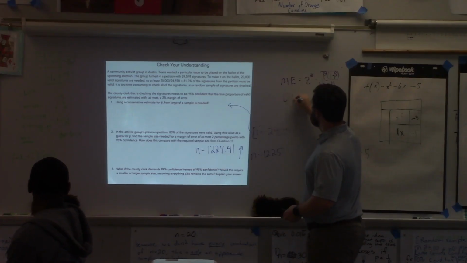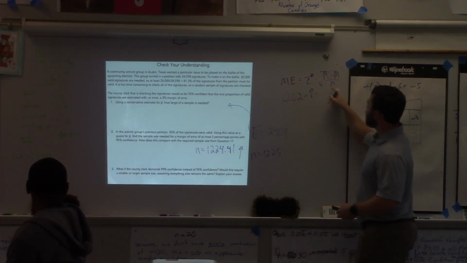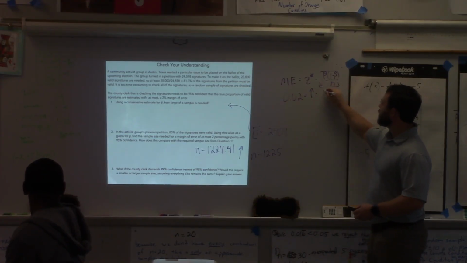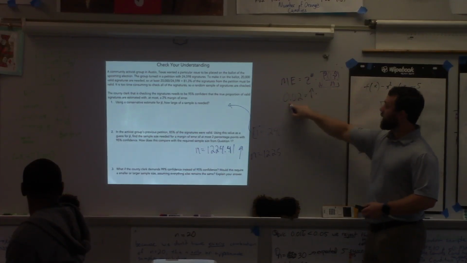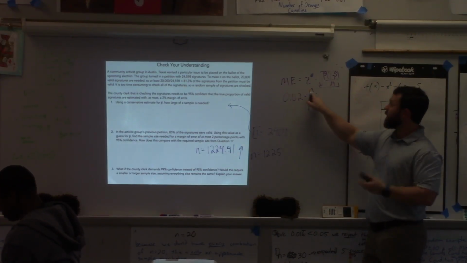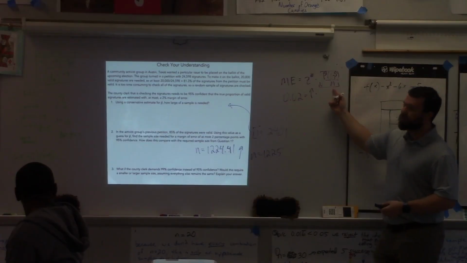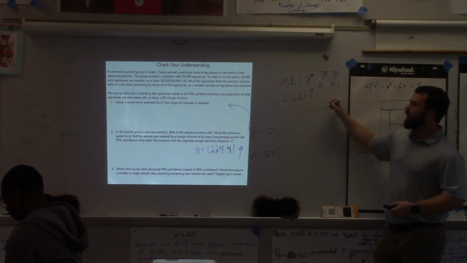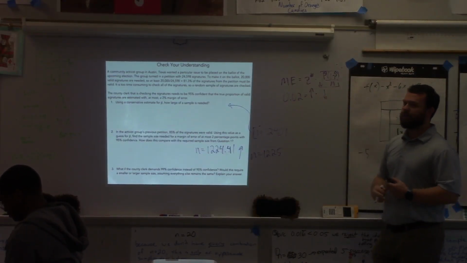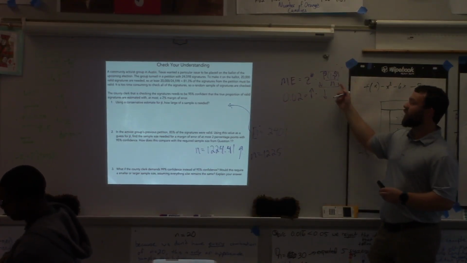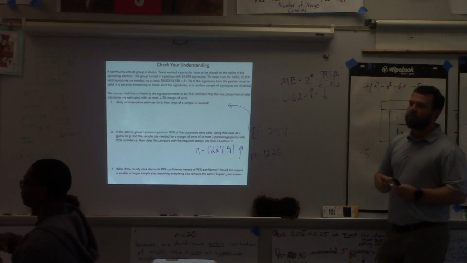I want this to stay at 0.02, so if this value goes up, what does this value need to do? If I want to keep my margin of error at 0.02 and the critical value goes up for 99% confidence, what has to happen to my standard error? It has to go down to balance it out. So the sample size has to go up. Yeah. Oh. That's what I was trying to say.